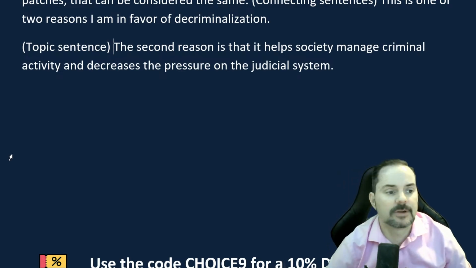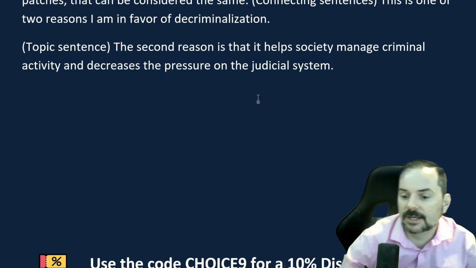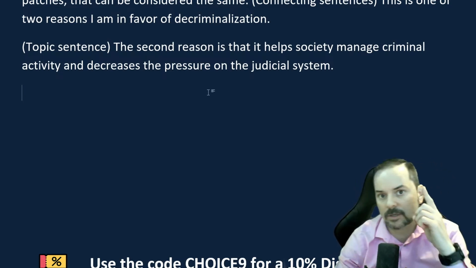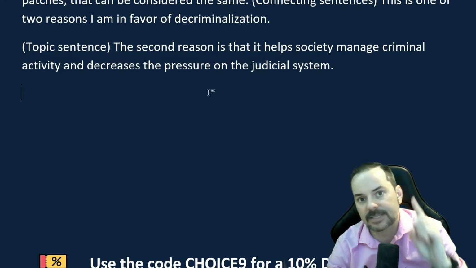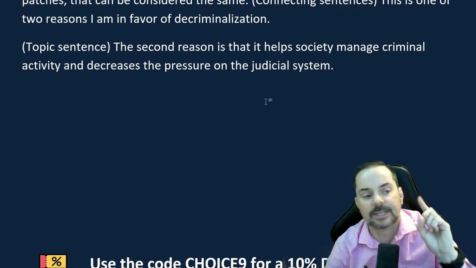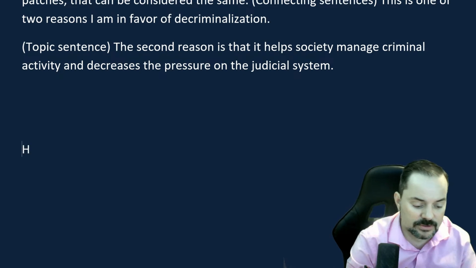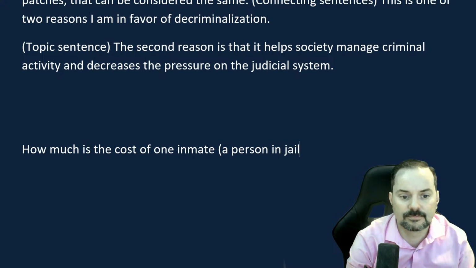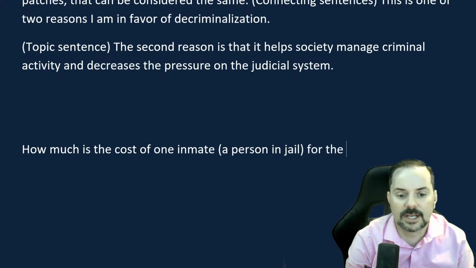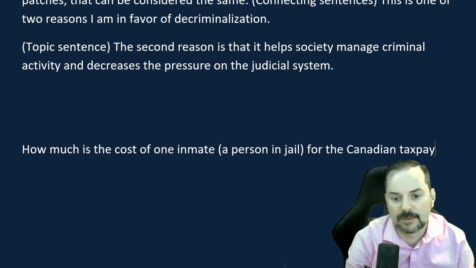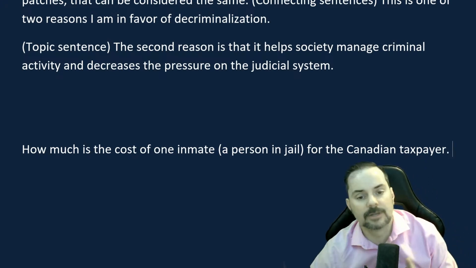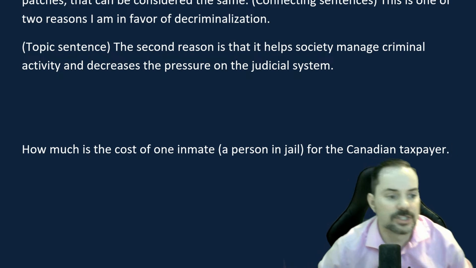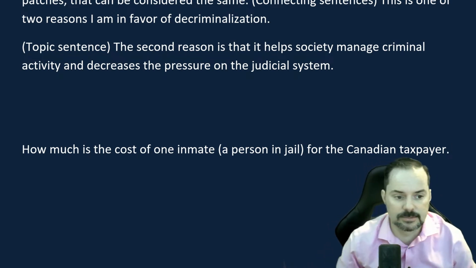Here's a fun fact for everybody. Does anybody know how much one criminal costs the Canadian taxpayer per year in Canada? Just a fun fact question for you to think about. How much is the cost of one jailed inmate, a person in jail, for the Canadian taxpayer? Now, I must say we have some pretty decent jails, so the conditions are not as horrible as in some countries. But believe me, your jail systems are not cheap.